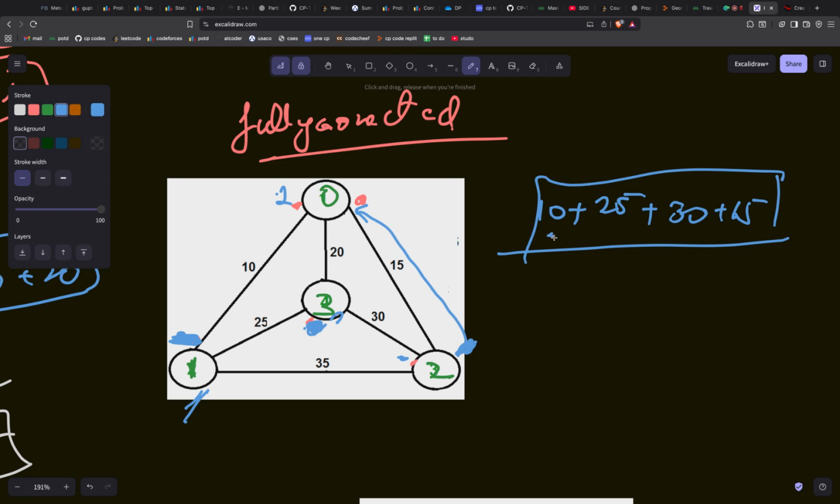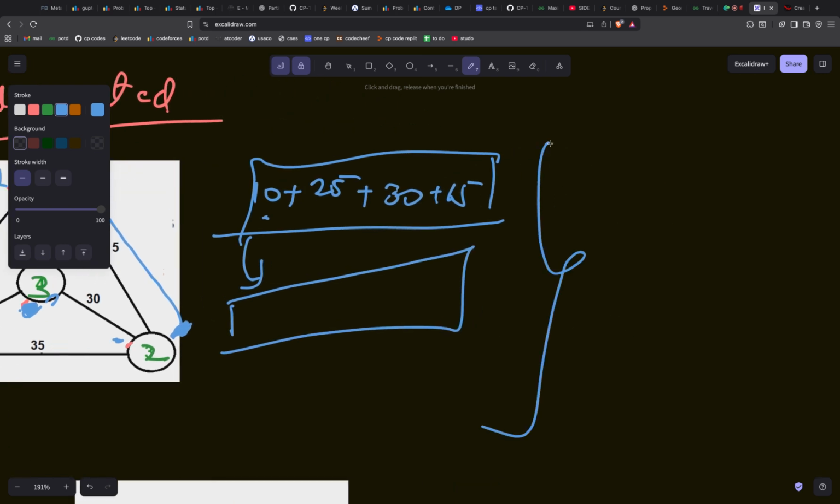Again, there could be many traveling salesman paths. We started from zero and went to one. We can also start from zero and go to three. This would give me some cost. Another traveling salesman path would give me some other cost, and we want the minimum cost among all of them.